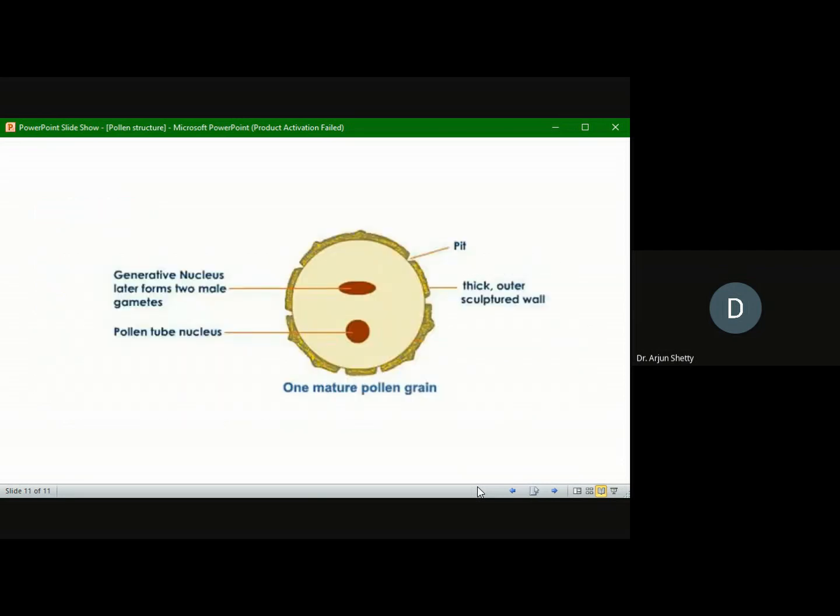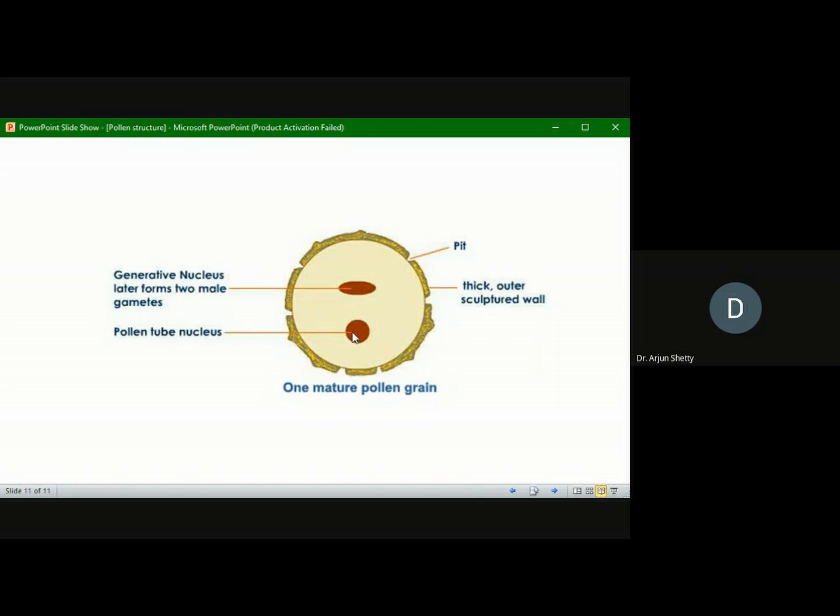And this image depicts a mature pollen grain containing a thick outer wall, again sculptured. You can see the sculpture is either ridges as well as furrows, as you can see here. This one is the pits. This is the outermost one. Next we are going to see the inner one, which is quite uniformly distributed, right? And this is the pollen tube nucleus.